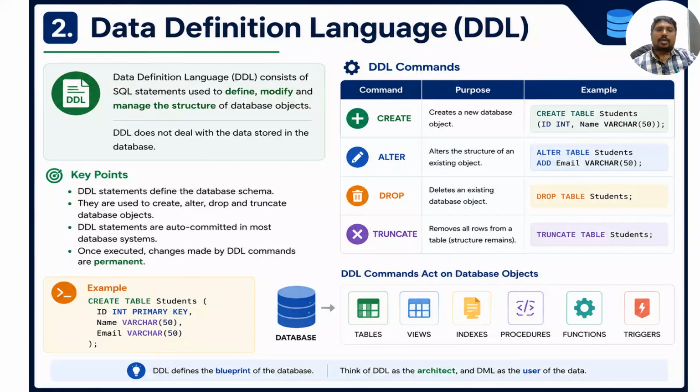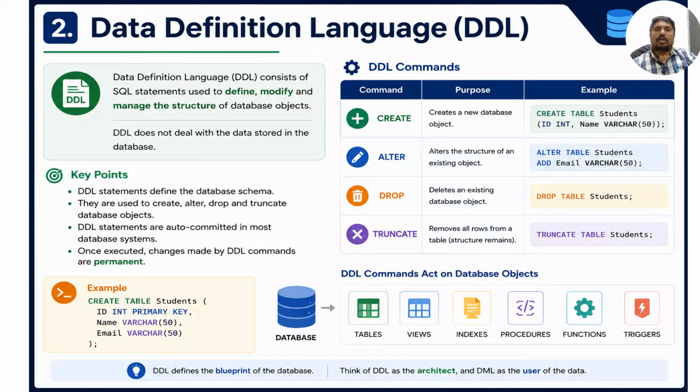So DDL statements are mainly used for creating, altering, dropping, and truncating the various database objects in the database. The important commands in DDL are create, alter, drop, and truncate. Create is used to create a new database or tables, such as creating a table student having the information of ID, name, like that. Alter command is used to alter the structure of an existing table or object, such as altering table student to add an email column.